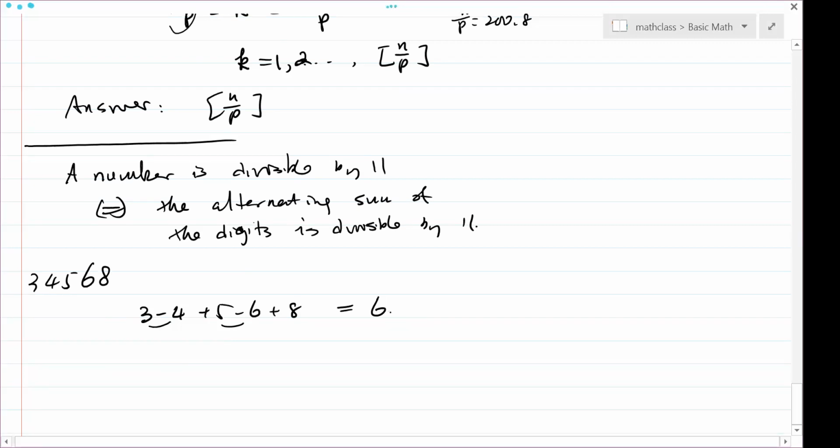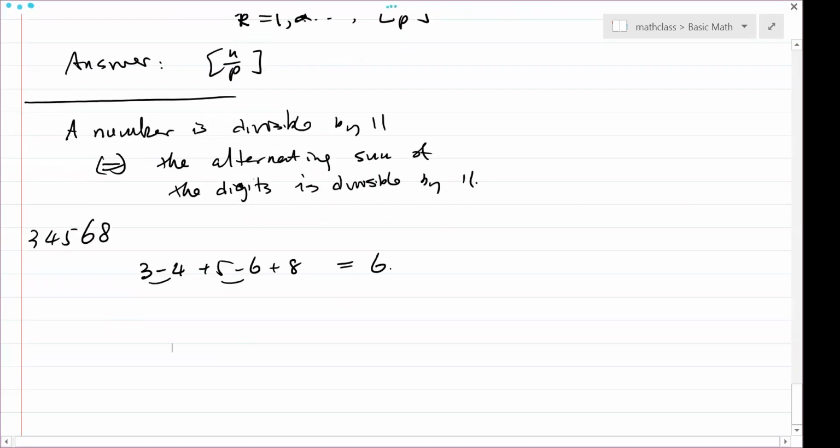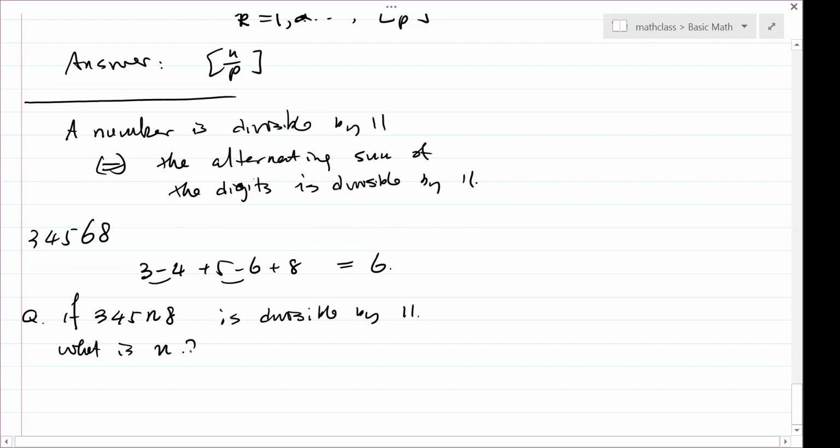Now we are going to do the following problem. I will explain to you why the alternating sum of the digits works for divisibility by 11. So, question: consider this 5-digit integer 3, 4, 5, n, 8. If this integer is divisible by 11, what is n? n is a digit.